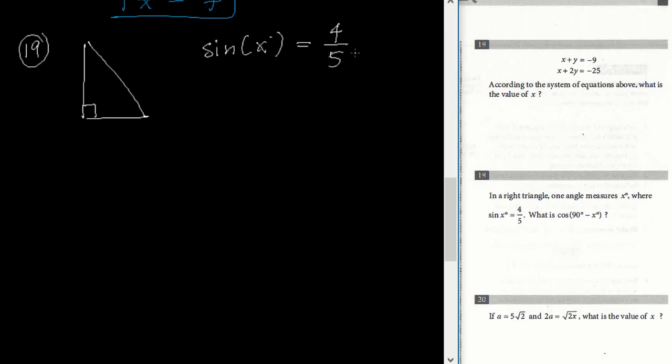Okay. So let's move on to problem 19. 19 is an interesting one. We're told that in a right triangle, the measure of one angle, so one of the angles measures x, and then the sine of x is equal to 4 over 5. And we're asked to find the cosine of 90 minus x.